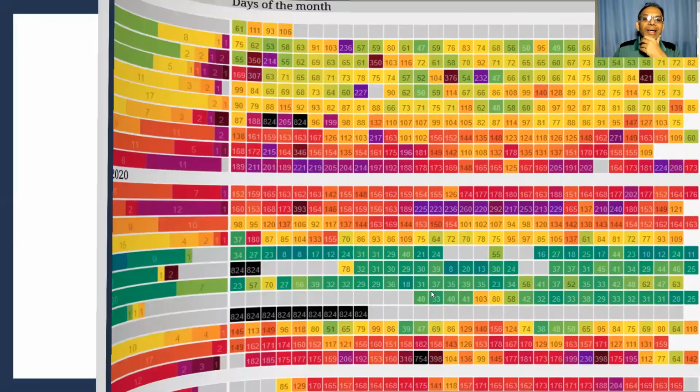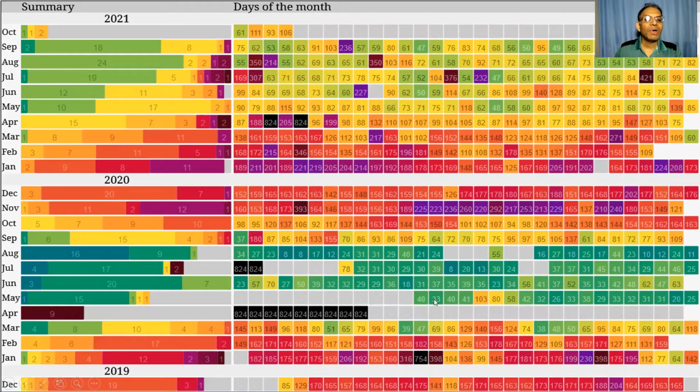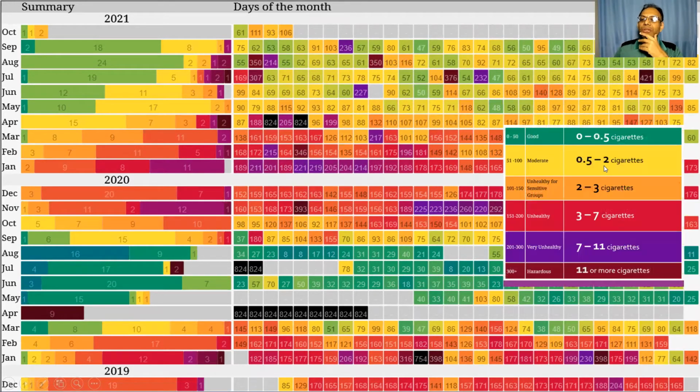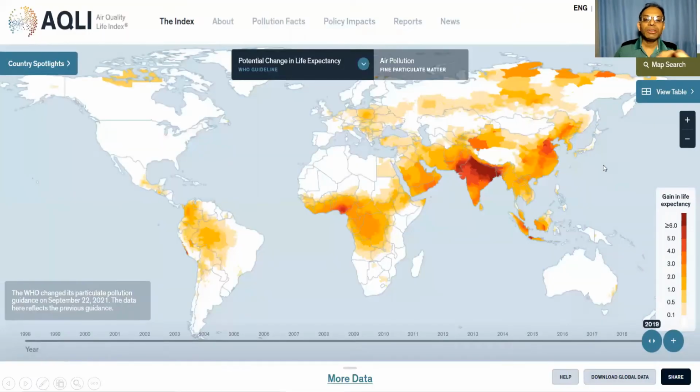So every day you live there, this is just a map of some Mumbai colors. And you can see every day it's bad. So every single day you're smoking so many cigarettes. So that's like a disaster. Now, just to tell you again, we covered it last time, so I won't spend time on it.